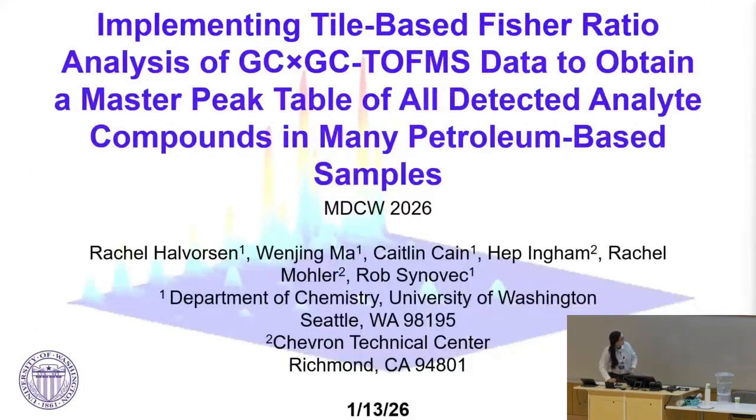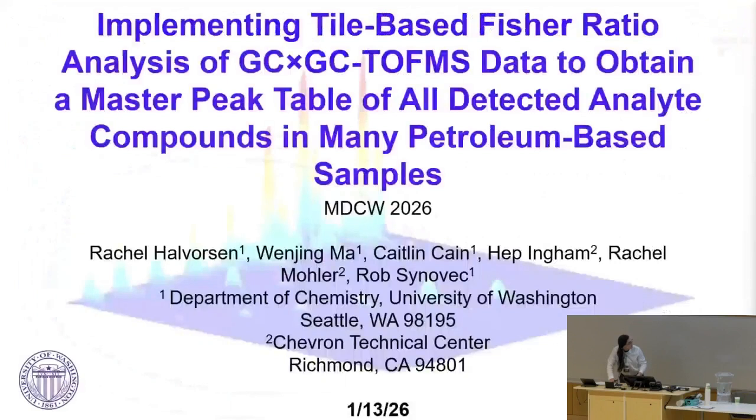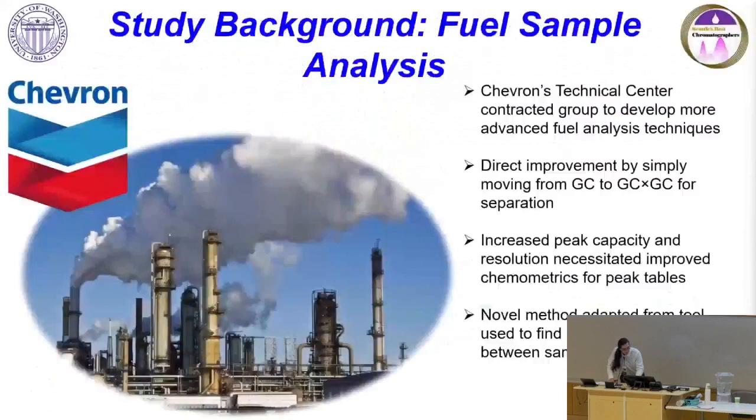Okay, also in the seminar group, so some of this will be slightly redundant. As a very brief project background to give you an idea of the approach we took and why we made some of the decisions we did. This was a collaboration with Pip Ingham and Rachel Moeller at Chevron. We wanted to help them develop specific GC×GC-TOFMS techniques to better get comprehensive peak tables of their various petroleum samples.